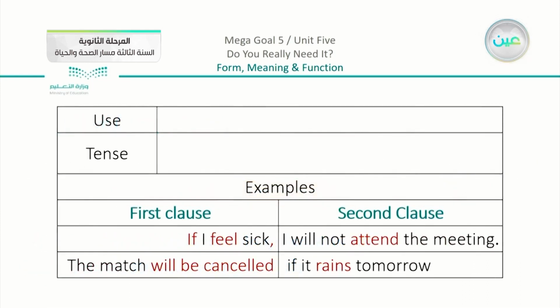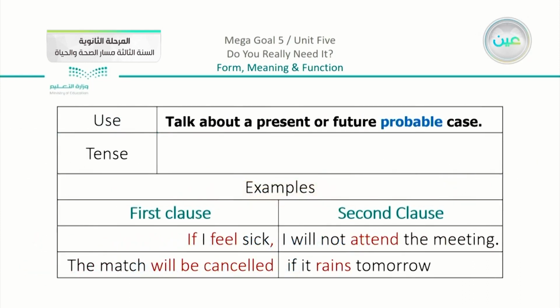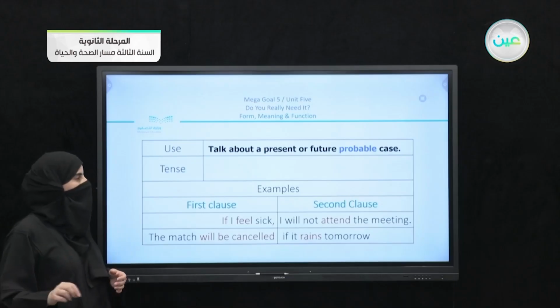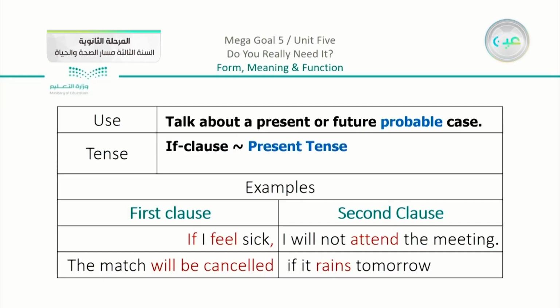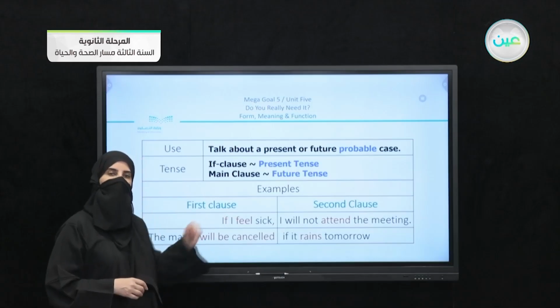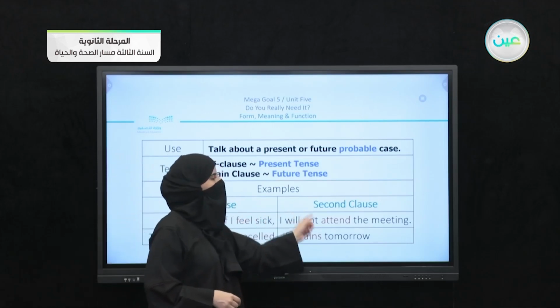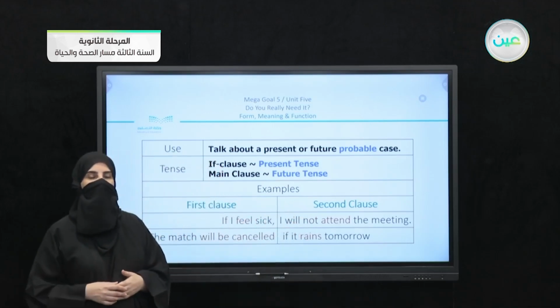Now for examples here, let's just agree that we are talking about a present or a future possibility. It is a probable case. And we have here the if clause plus the present tense, and the main clause plus the future tense. Our example: if I feel sick, I will not attend the meeting. You can see that if I feel, present simple, applies to what we are saying. And in the main clause, plus the future, we have here, I will not attend the meeting.